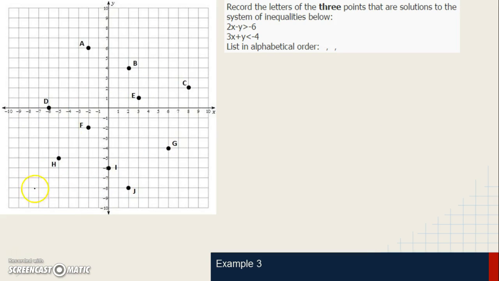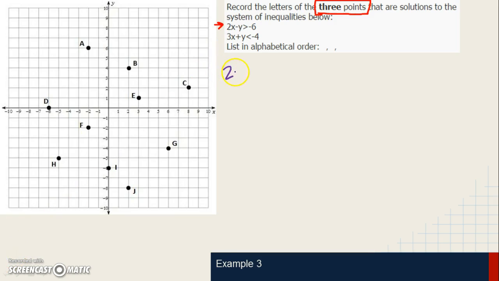Alright, here's our next example. We're going to go ahead and record the letters of the 3 points. We got 3 points again that are solutions to the systems of inequalities below. So again, we make sure that we know that we're talking about 3 points that we're looking for, and I'll go ahead and begin with this first inequality.